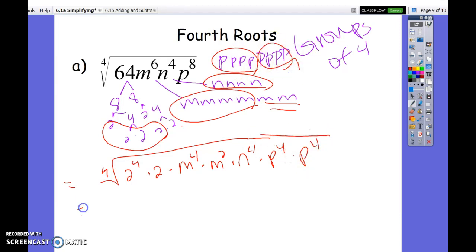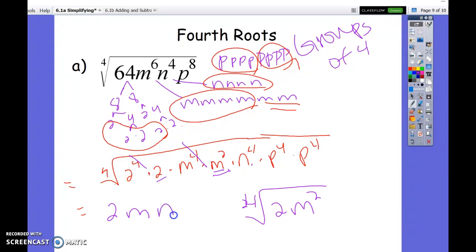All right, so now we are ready to actually take the 4th root. The 4th root of 2 to the 4th is 2. Okay. We can't actually take the 4th root of the number 2, so that just has to stay in our radical. Well, the 4th root of m to the 4th is m. The 4th root of m squared, well, we don't have a group of 4, so that has to stay in our radical. The 4th root of n to the 4th is n. The 4th root of p to the 4th is p, and the 4th root of p to the 4th is p.